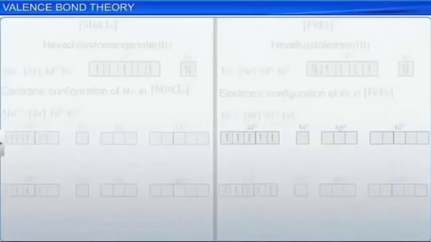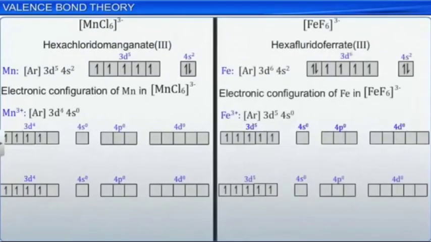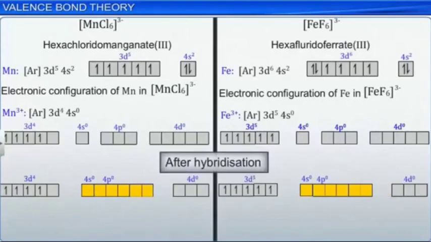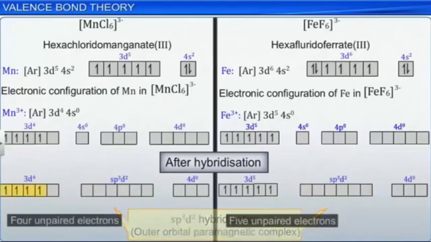Similarly, in the complex ions, hexachlorido manganate 3 and hexafluorido ferrate 3, the outer 4s, 4p and 4d orbitals get involved in the hybridization to form outer orbital paramagnetic complexes with 4 and 5 unpaired electrons respectively.